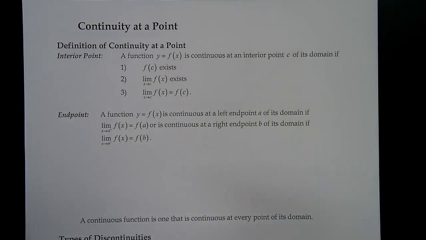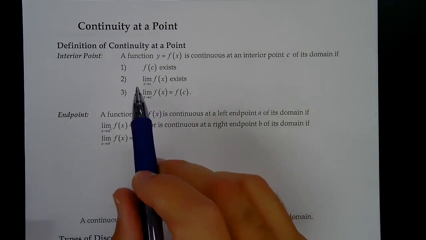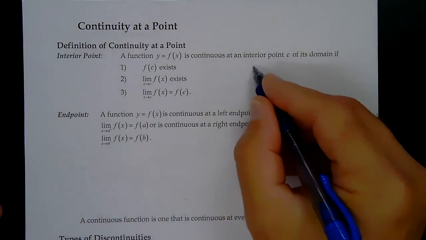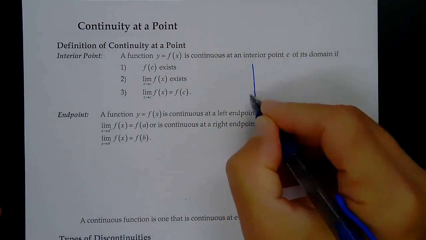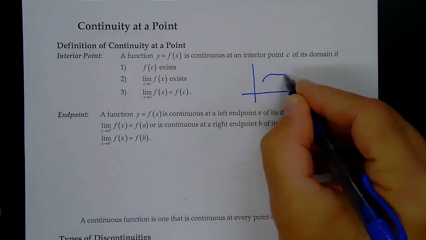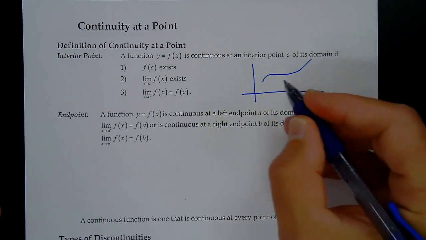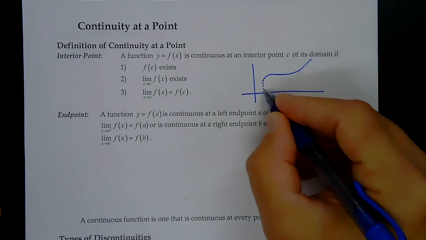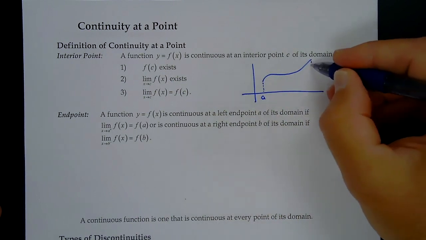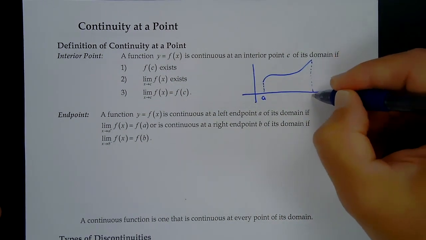All right, so how do we show something like that with mathematics? Well, it takes limits basically and the function value. So this is the definition of continuity at a point, an interior point. We're going to have something like this, some graph, something that comes like that. This is the left endpoint that we're going to call A, and this would be the right endpoint B.